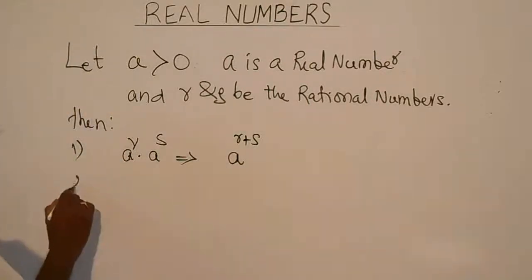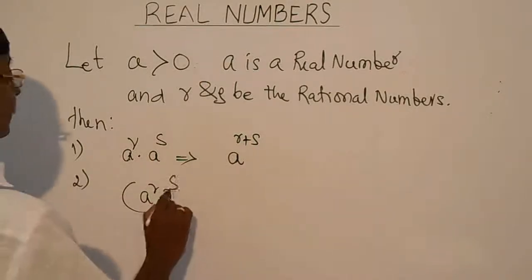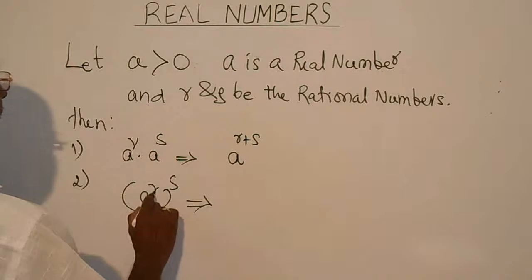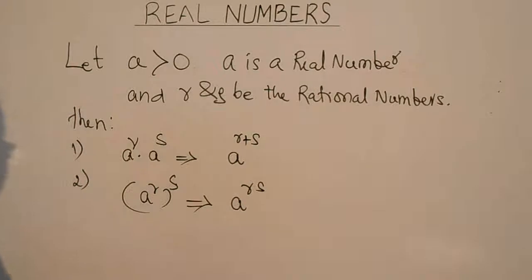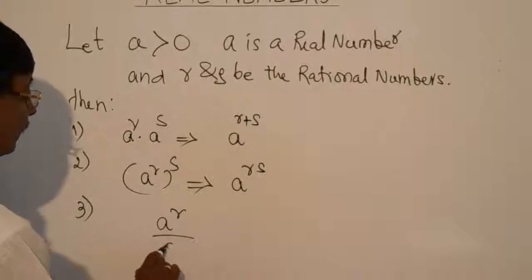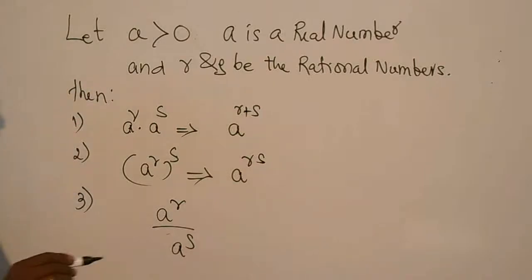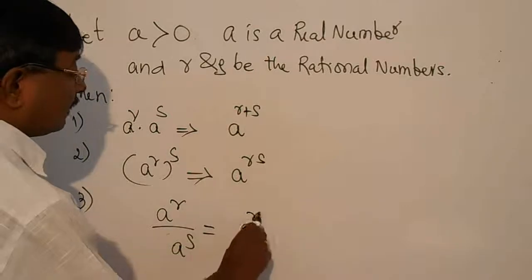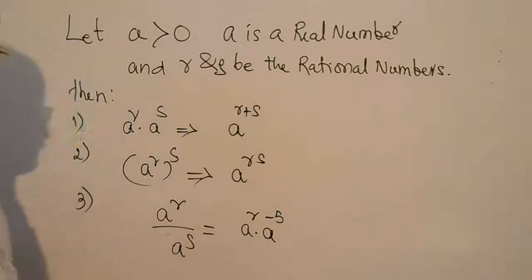Fine. Next, number 2, a to the power of r, bracket to the power of s. Here it can be expressed by this way. So a is a base, multiplication of r into s, that is a to the power of rs. Fine. Number third one, a to the power of r divided by a to the power of s. Here it can be expressed by this way, a to the power of r into a to the power of minus s. Okay.